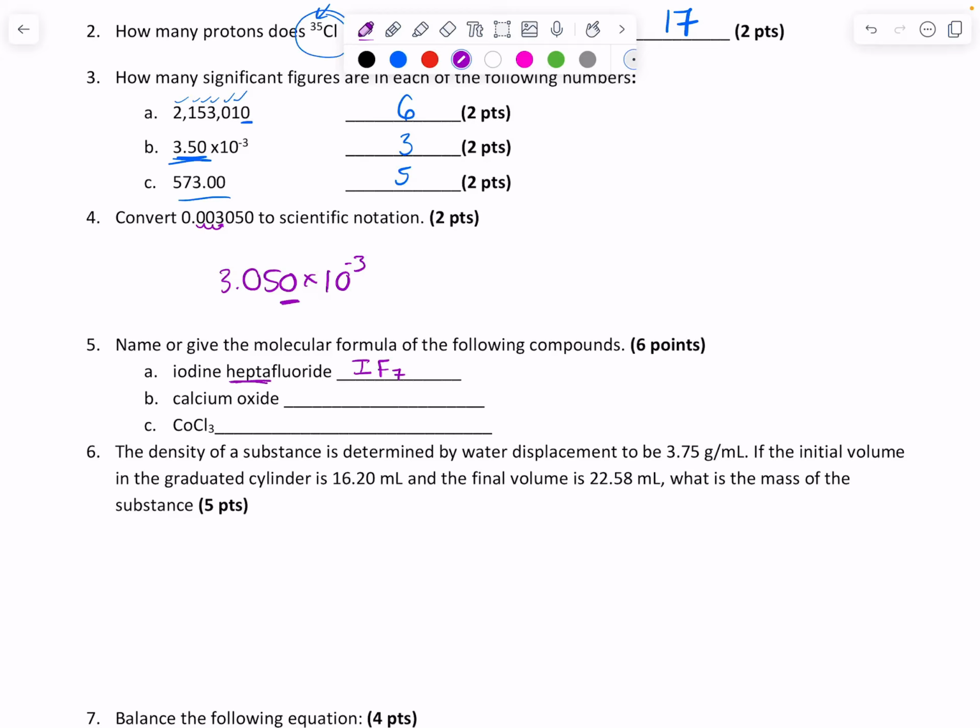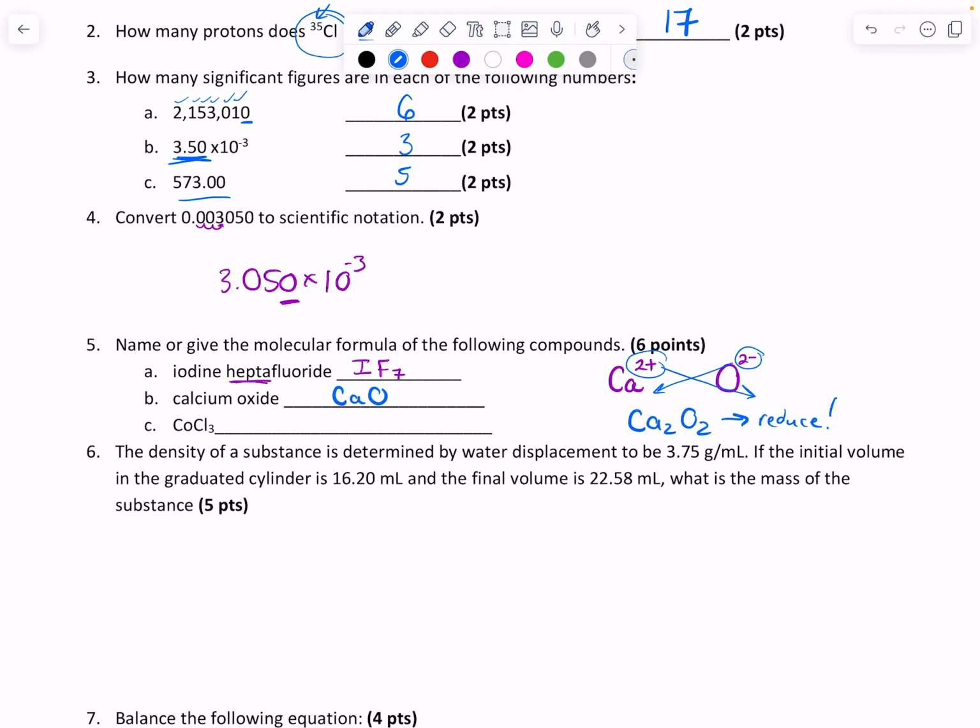Calcium oxide, there is no prefix, so therefore that must be ionic. So I look up calcium in the periodic table, it's in group 2, so it forms 2 plus ions. Oxygen is in group 6, so therefore it forms 2 minus ions. I heard something the other day that made me laugh. They said swap and drop, and it just made me laugh because you swap them and you drop them, and then whenever you go the other direction, you unswap and drop, and I'd never heard that before. So you would think it would be Ca2O2, but then you have to reduce it. Okay, so you always want to reduce. So that makes this one CaO.